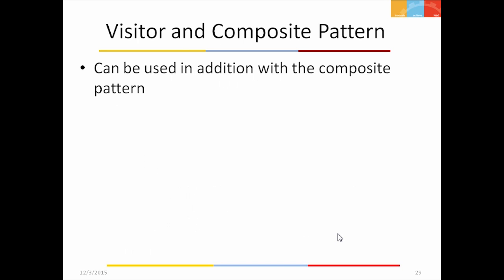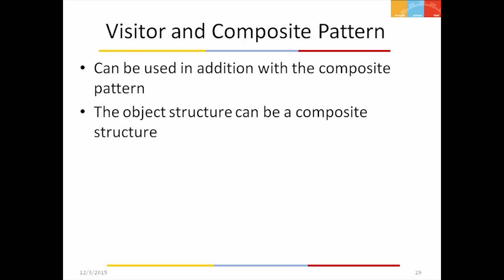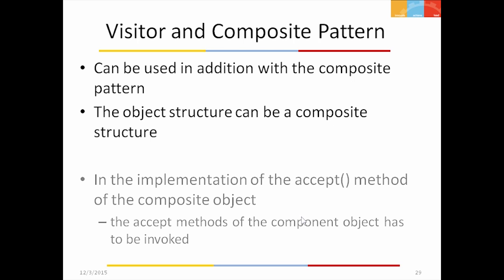Let's again look at the visitor pattern and the composite pattern side by side. Visitor pattern and composite pattern can be used together. Basically the object structure is the composite structure, so the composite pattern, which is a structural pattern, can be used to define the object structure. In this example, the shopping cart and its parts could follow the composite pattern. In the implementation of the accept method of the composite object, the accept method of the components can be invoked in a recursive manner.